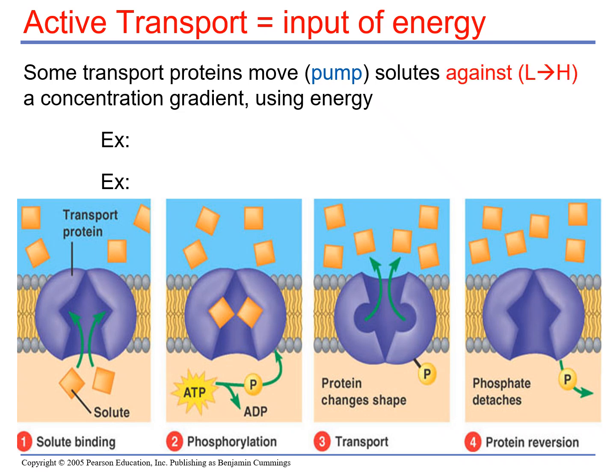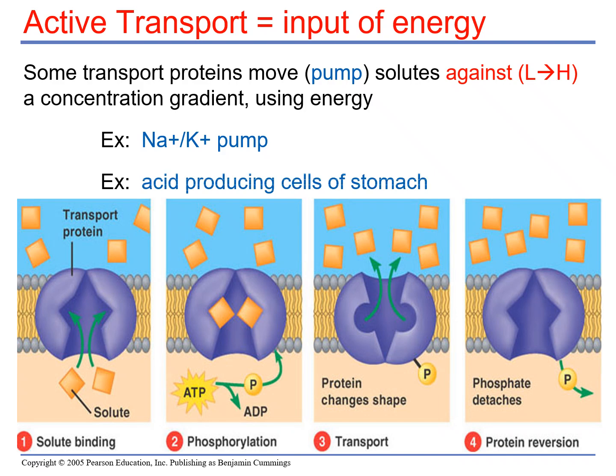An example of this is the sodium-potassium pump, which helps communication to the brain. So it's like communication between neurons and brain cells, and the acid-producing cells of the stomach are also a good example.